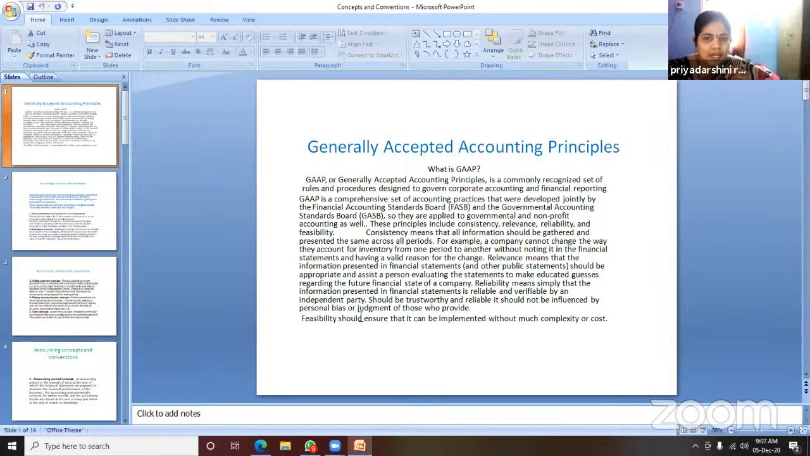And the next is feasibility. What is feasibility? Feasibility means being implemented without complexity or cost. So feasibility means accessibility. One can easily apply the method. The method that the accountant is applying should not be clumsy. It should not be difficult to follow. It should give crystal clear information. So that is feasibility: the method of accountancy applied should be feasible.